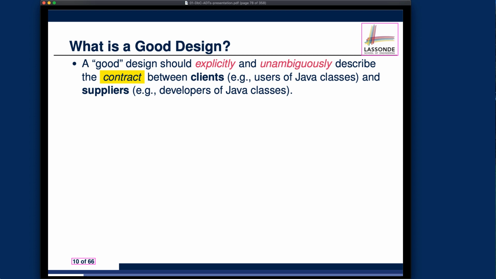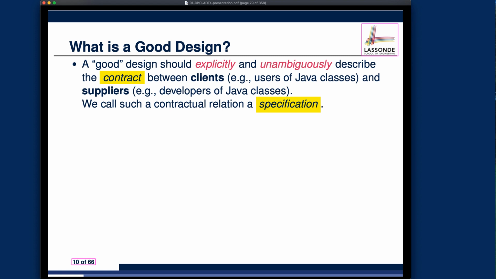So that means whenever you have client and supplier, there should be a very explicit and unambiguous contract between the client and the supplier. They should be clearly laid out about what the obligations are for the client and what the obligations are for the supplier. Conceptually, that's really the good definition, a proper definition for what a good design is. And we say that such contractual relation is a specification. So whenever we talk about specification for your method, that means your method should be properly contracted. You should define proper contracts for your method and also proper contracts for your class.